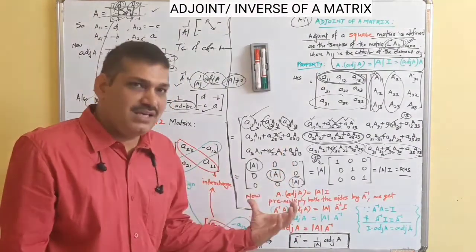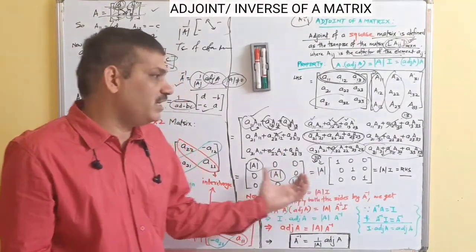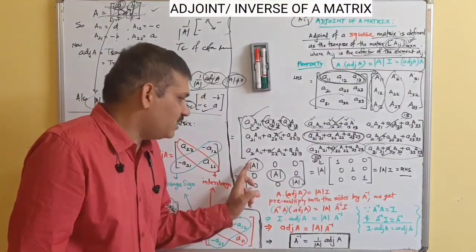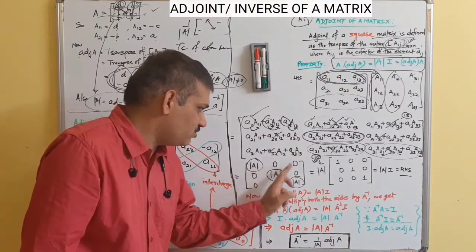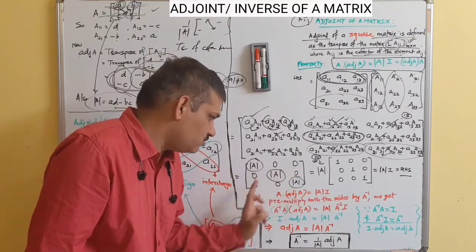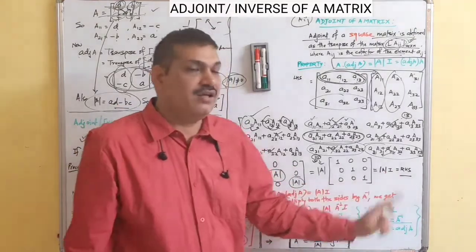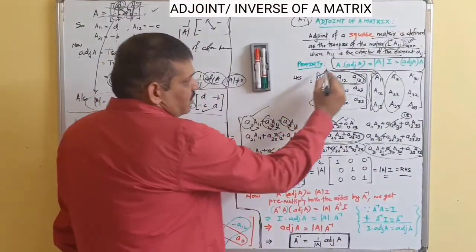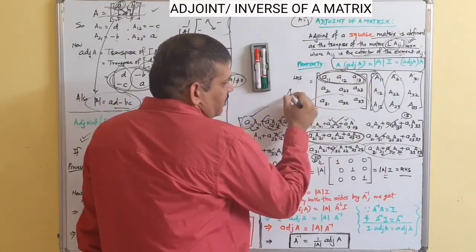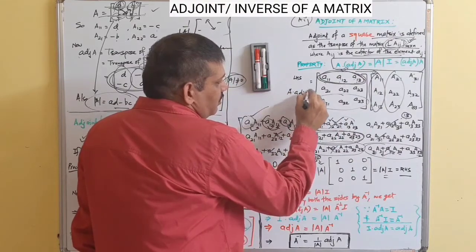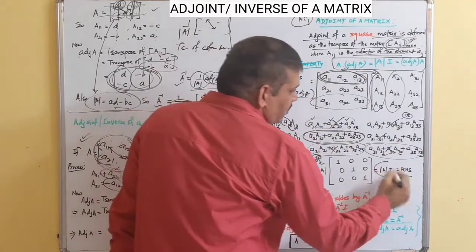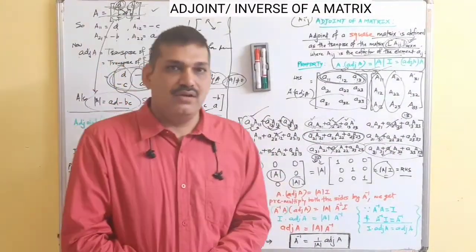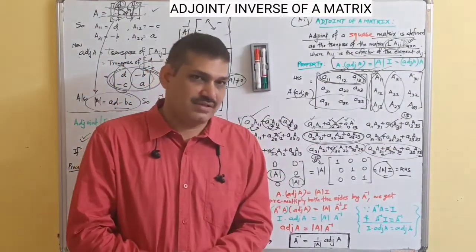This is a matrix, so we can take determinant A common from each and every element. Dividing all the elements by determinant A, we get 1 0 0, 0 1 0, 0 0 1, and that is I. So determinant A times I. A into adjoint A is always equal to determinant A times I. This is the important property which we are going to discuss today.